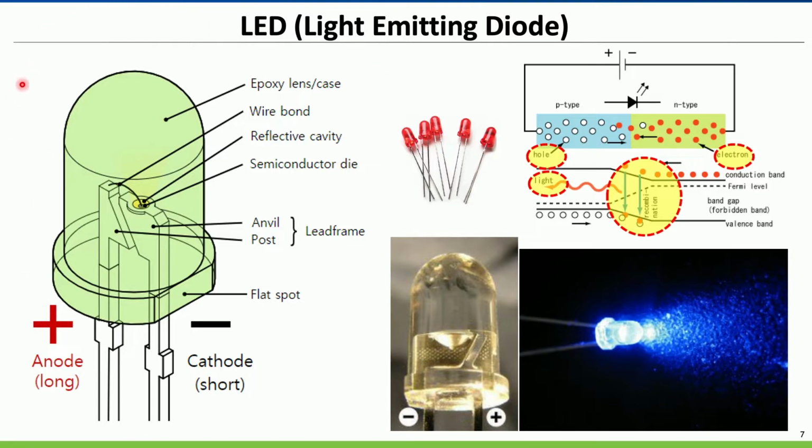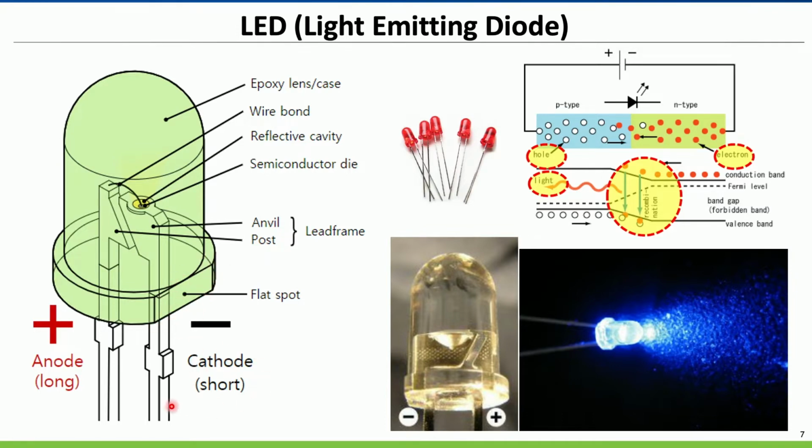And this one is a diagram of an LED. It consists of epoxy, and there is a wire bond, reflective cavity, and semiconductor die. I'm not an expert in this, but actually in this LED there is a gap where the electron will jump from cathode to anode. The cathode, you can see there is a flat spot here on the circle, and you can distinguish it from the flat spot here.